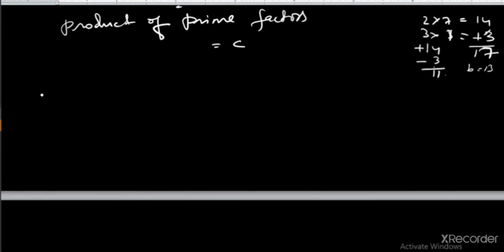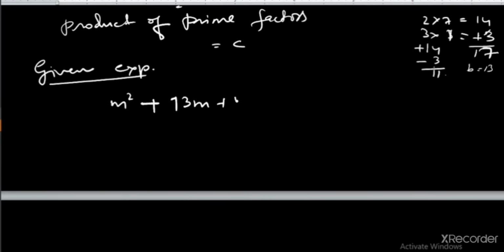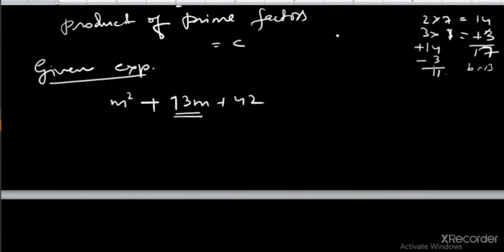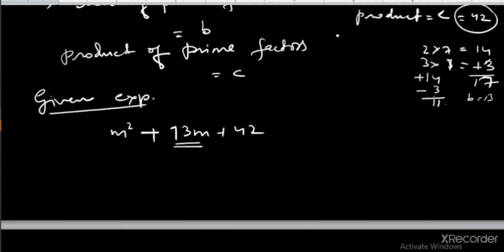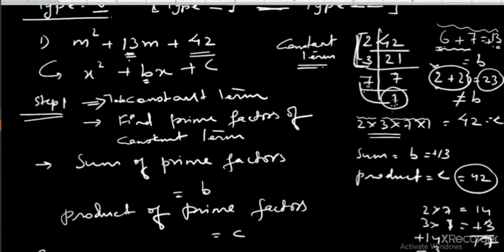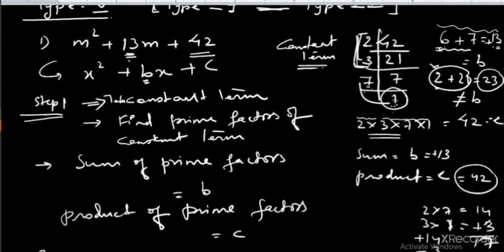See, what we have done, the given expression is m square plus 13m plus 42. You have to put the combination over here. So how to put? And see, one more thing, you can see here that we have taken 6 into 7. Here, this is 6 plus 7, 13.